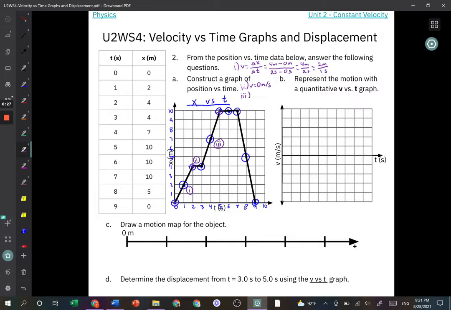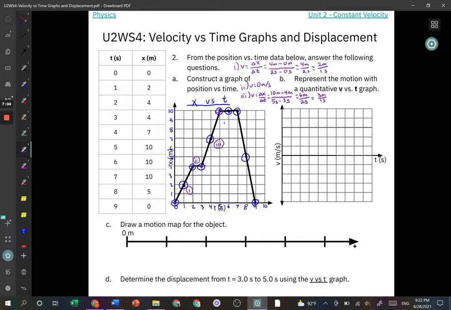Using my last and first point on the line, I'm going to end up at my final position of 10 meters, and that's going to be at a time of 5 seconds. I started off this region at 4 meters and a time of 3 seconds. So this region of the graph for our position versus time has a change in position of 6 meters over 2 seconds, which means the velocity is 3 meters every 1 second.